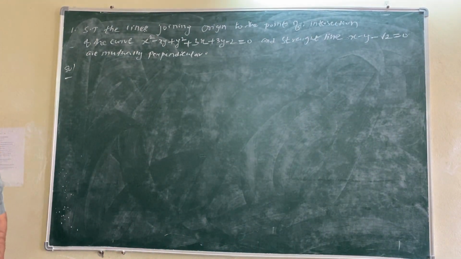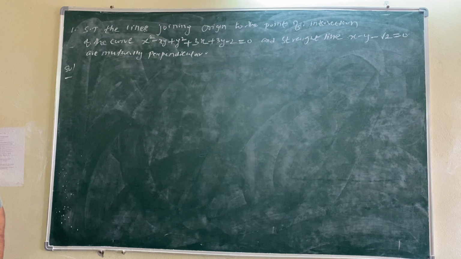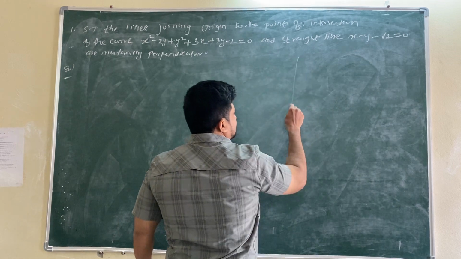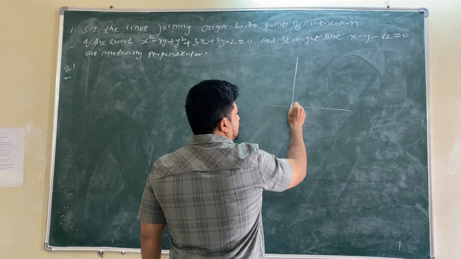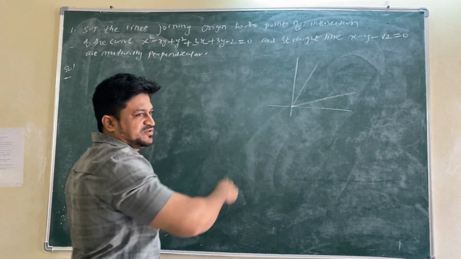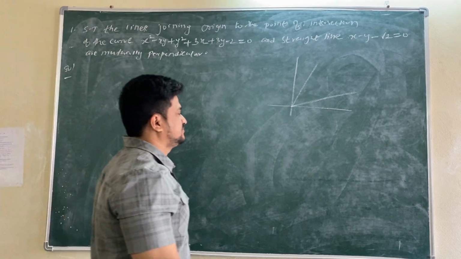What they have given. For all maximum 6 questions, you have the same thing. Show that the lines joining origin to the point of intersection of the curve. Lines joining origin. These are the lines which are joining to origin (0, 0) to the point of intersection of the curve and straight line.